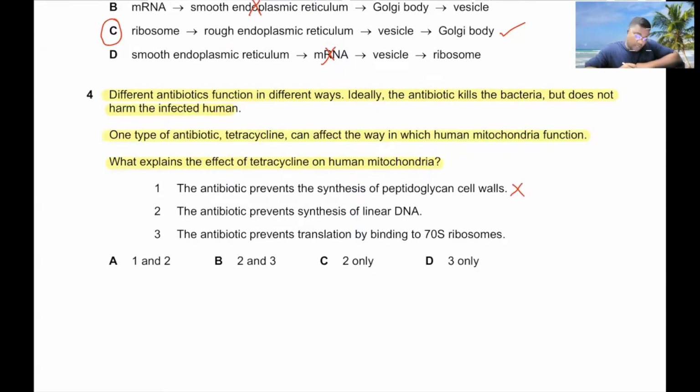Option 2, the antibiotic prevents synthesis of linear DNA. Human mitochondria do not have linear DNA. The antibiotic prevents translation by binding to 70S ribosome. Human mitochondria have 70S ribosome. So D will be the correct answer. Question number 4, answer will be D.